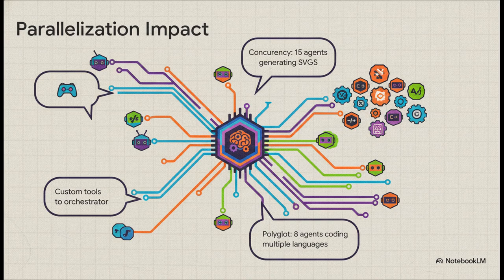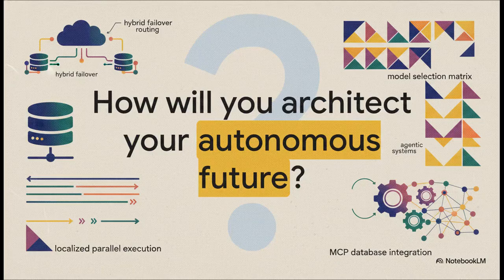By providing custom tools to the orchestrator, your local agents gain the exact specific skills they need to navigate your unique codebase. So we've covered the model selection matrix, the cloud deployment trade-offs, MCP database configuration, hybrid failover routing, and localized parallel execution, the tools to build highly resilient, deeply integrated agentic systems. They are entirely open and available right now.